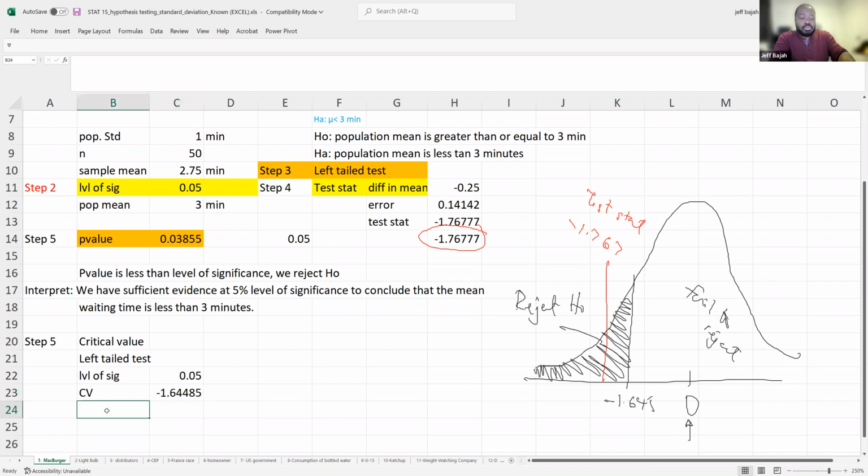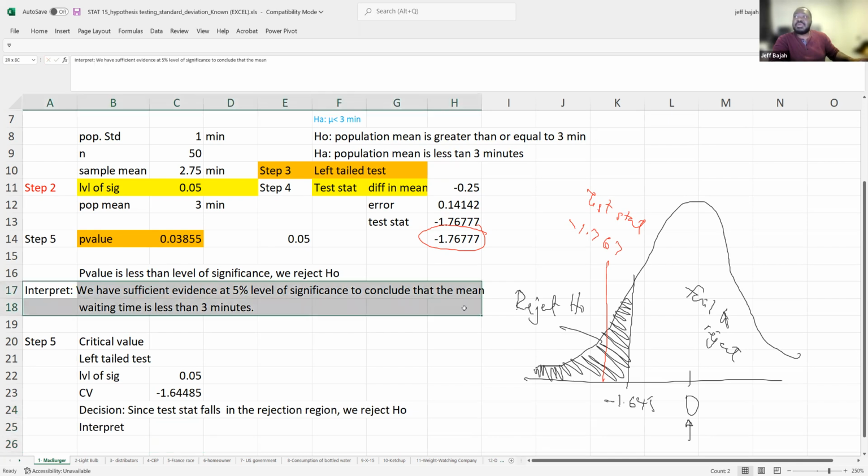So our decision here, right, is since test stat falls, you can say falls to the left of your critical value, or you can say falls in the rejection region. We reject it, right? Any of those languages is correct. So now you reject. Now you have to interpret the results. Well, I don't have to write that because we already interpreted the results here.